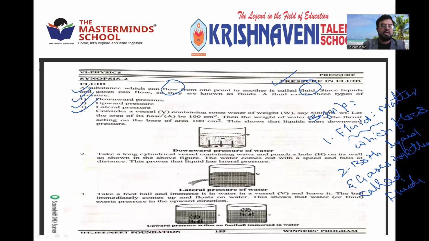See here, the example given. Consider a vessel containing some water of weight W, say 500 ml. Let the area of its base be A, 100 centimeters square. Then the weight of the water is the thrust acting on the base of area 100 square centimeters. So see here, the liquid you have filled, the pressure acts in the downward direction towards the base. Similarly, on the side you can see here, when you make some hole in the side, the water will come out and fall at a great distance. It won't fall there only. It will come with pressure. The pressure indicates that, depending on pressure, the liquid will go and fall some distance.